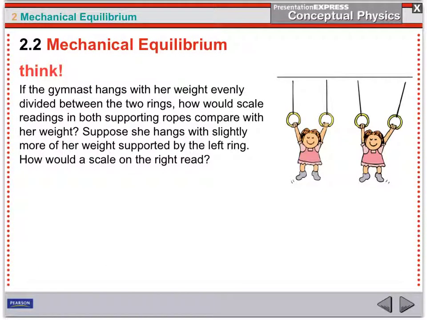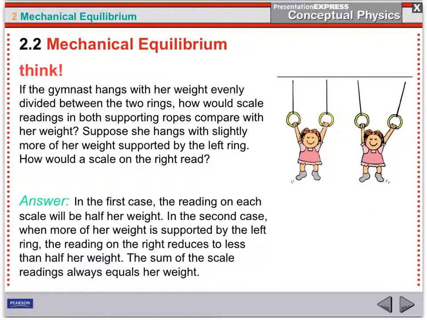All right, so let's think about this. If the gymnast hangs with her weight evenly between the two rings, how would the scale read in both supporting strings, comparing her weight? So you kind of did that in the activity. So how would those compare? And then think about what would happen if, in the second example, she's putting more weight on this one than she is on the other one, and how would those scales read?